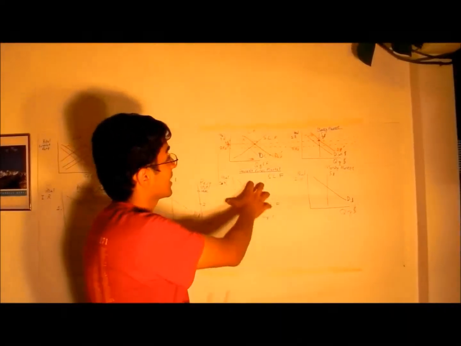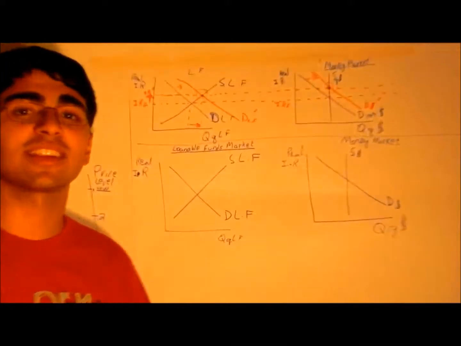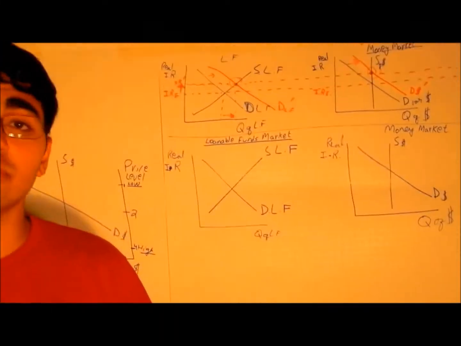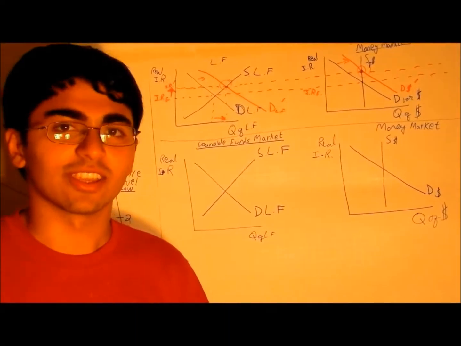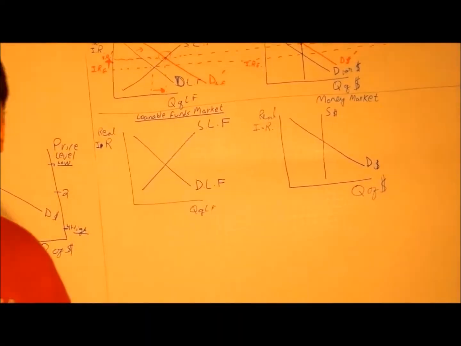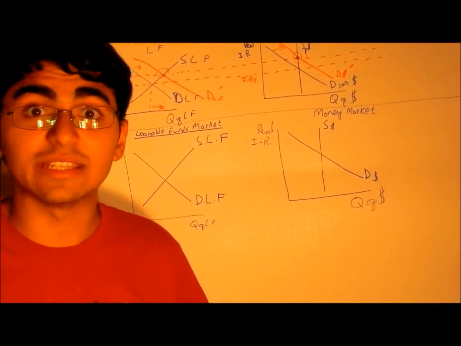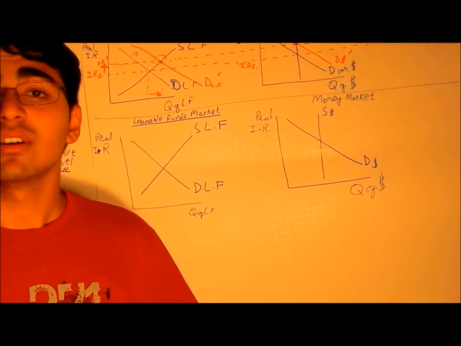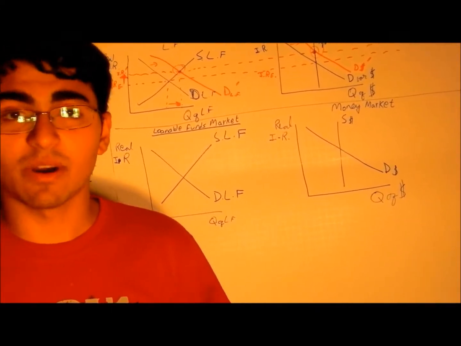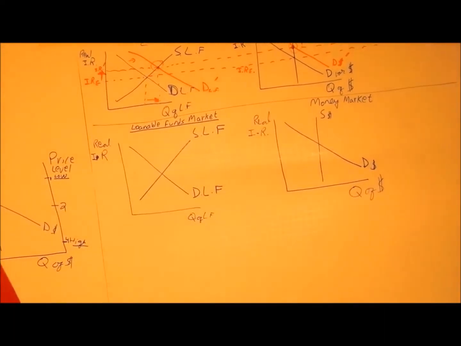Okay, so I copied the same graph as above, the loanable funds market and the money market. So I'm just going to give you another scenario. So what happens if the government runs a deficit? Okay, so if the government runs a deficit, that means that government spending exceeds the amount of revenue that it receives in taxes. So the deficit must be financed through sales of U.S. Treasury bonds, notes, and bills. So therefore, the demand for loanable funds increases.